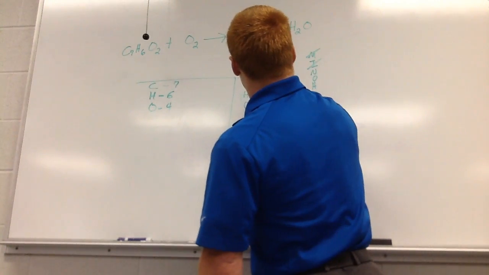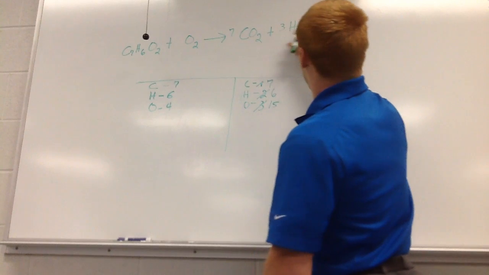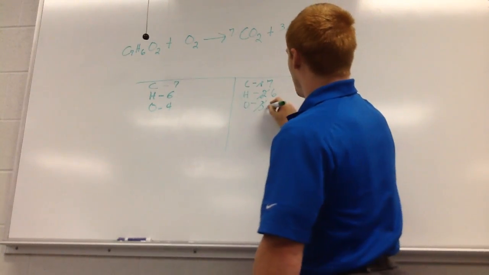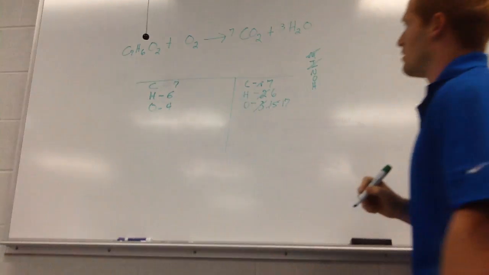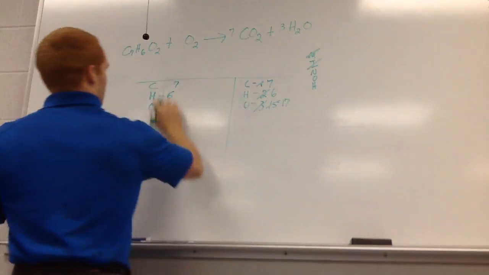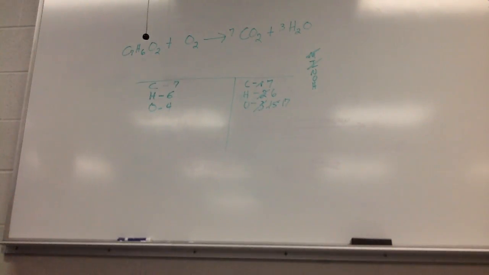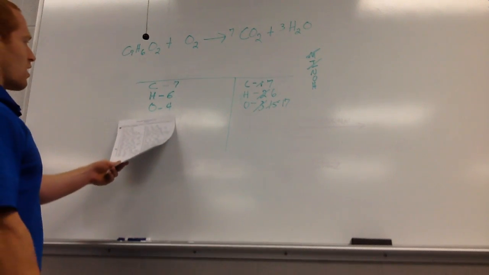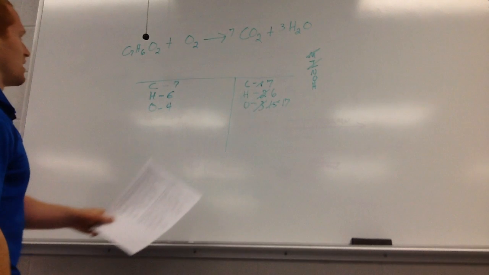So put a 3 here, turns it into 6. We now have 3 oxygen plus 14. So we have 17 oxygen. So now we're all balanced except oxygen. I'm going to actually balance it right here. And so we're going to take this oxygen and we are going to get it to 17.